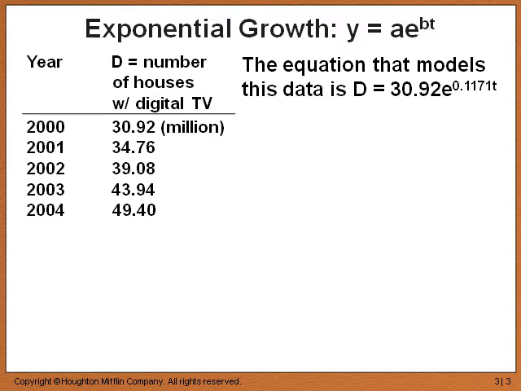Now, the 30.92, we can see where they get that number. It's simply our initial amount, since we're starting the model in the year 2000. So that's our initial amount. And the b is 0.1171. That actually was calculated from the data. There's no particular reason why it has to be 0.1171. That is simply the b that was calculated from the data.